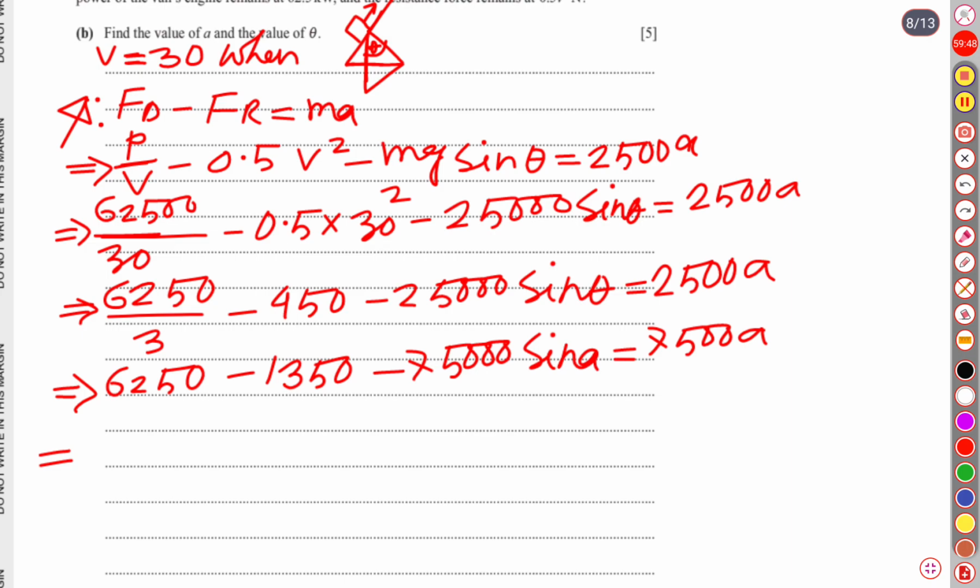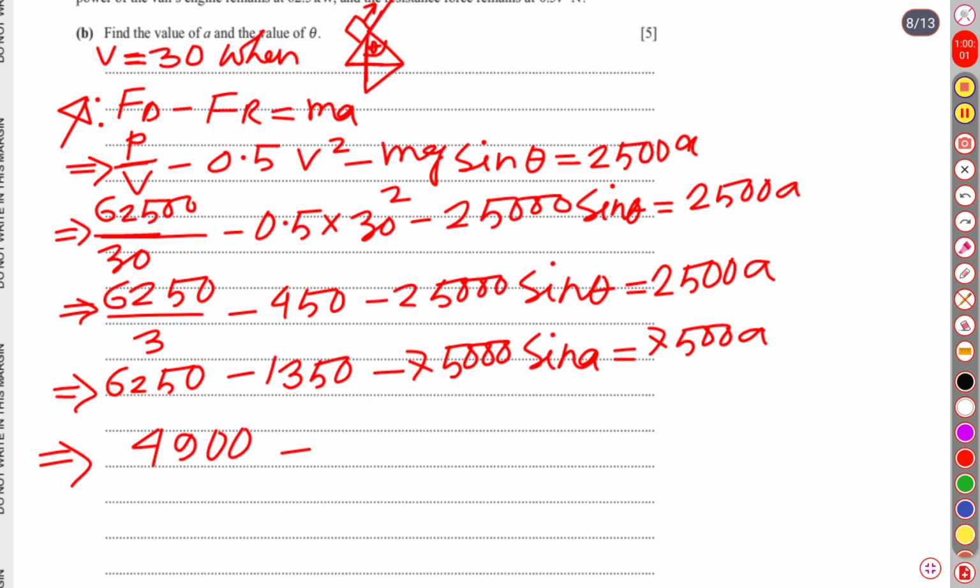From 6250, if we subtract 1350, it is going to be 4900. 4900 minus 7500 alpha over negative 75,000. I think we can cut it short.